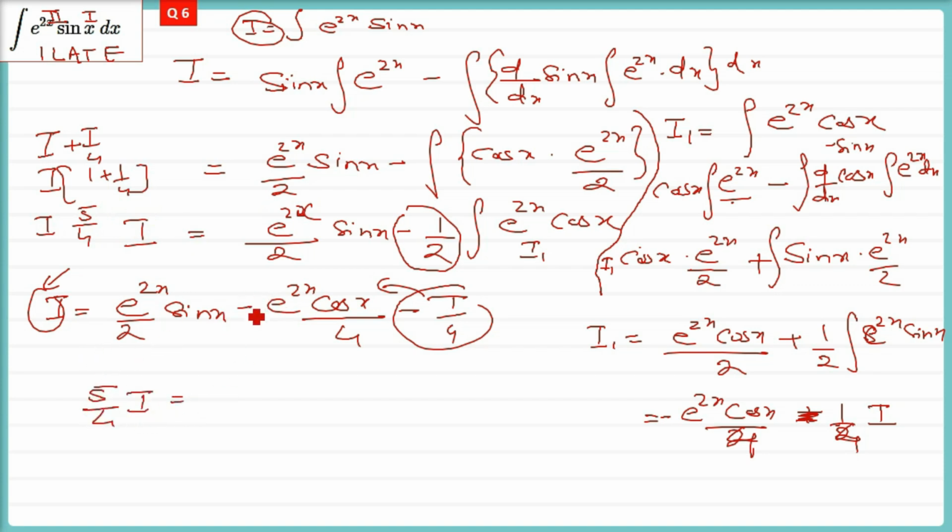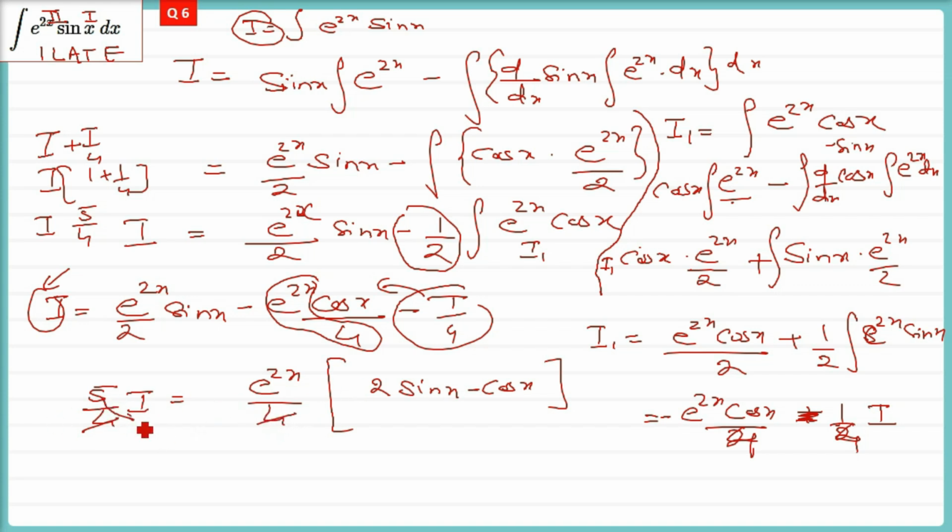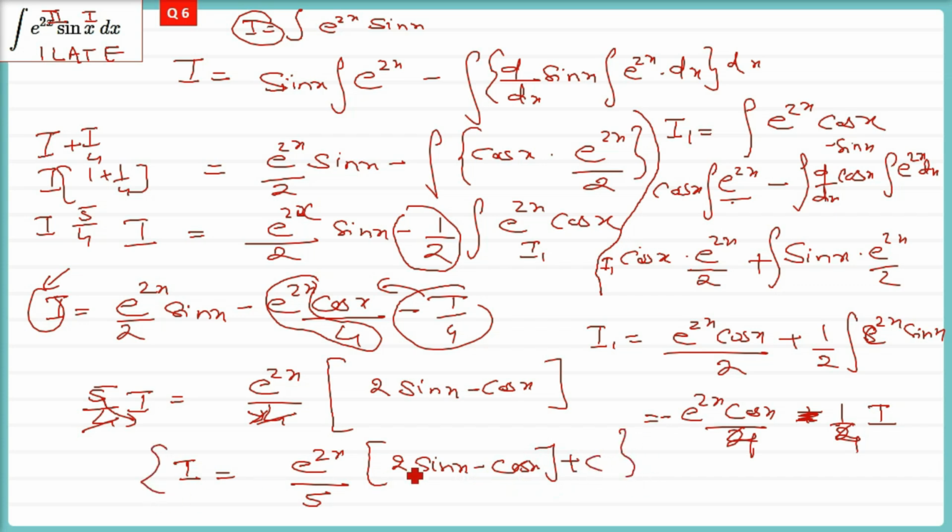On the right, because I by 4 we have already taken, you can take this e raised to x common first, and the highest denominator is 4. So e raised to x by 4 you can take common. The second part will remain cos x only. But from here, when we have taken this outside, you have to multiply it by 2. So 2 sin x minus cos x will be there. Now you can just cancel this 4 in the denominator and bring this 5 into the denominator. So I will be equal to e raised to x by 5, because 5 has come downstairs on the right hand side, then 2 sin x minus cos x, plus a constant of integration. This is your final result.